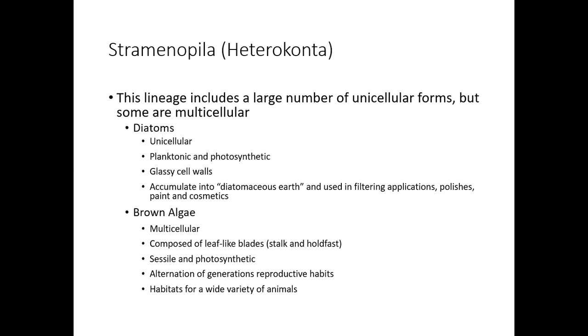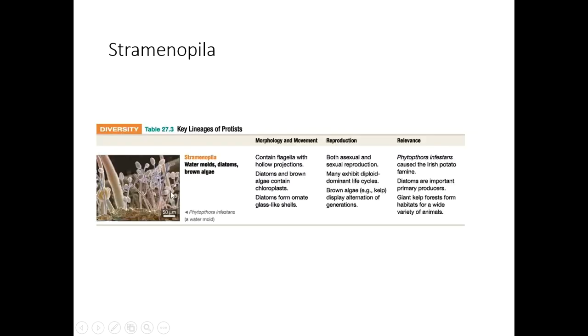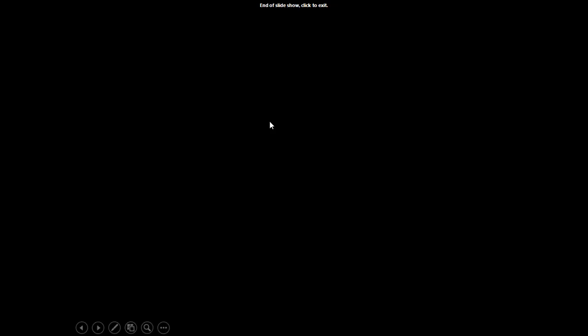These heterokont Stramenopila organisms, these protists, are unique because they have a hairy flagellum at some point in their life cycle. They include water molds, diatoms, and brown algae. You can see some of the traits here. The diatoms we saw earlier have that glassy cell wall. They're planktonic, photosynthetic, and unicellular. Brown algae are multicellular, composed of leaf-like blades, sessile and photosynthetic. Take a look at the pictures of those and the information in these tables.